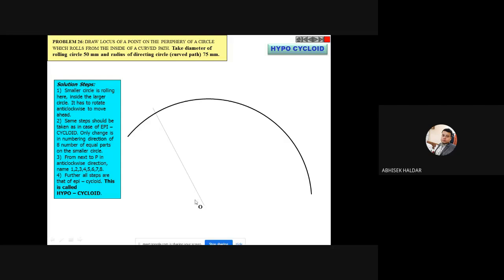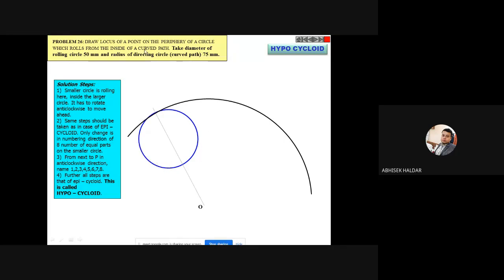So the method is the same at the start. I'm taking any arbitrary point, and I'm drawing an arc first, because until I calculate theta, I cannot fix the end of this arc. Then by the same method, I draw the rolling circle. In the epicycloid, I drew this circle outside, but for the hypocycloid, I will draw the rolling circle inside the directing circle like this.